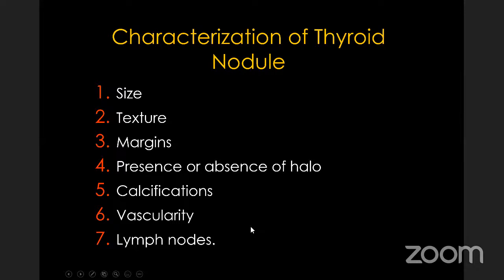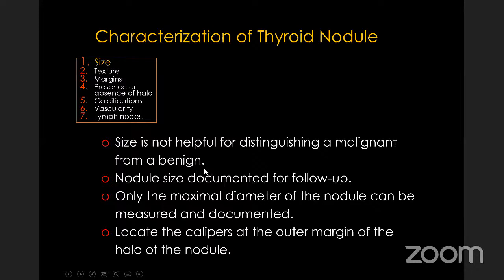Let us start with the size of the thyroid nodule. In short, the size of the thyroid nodule is not helpful in distinguishing a malignant nodule from a benign nodule. The nodule size should be precisely documented for the purpose of follow-up. Although in principle the size of a thyroid nodule should be measured in all 3 dimensions, only the maximal diameter of the nodule can be measured and documented. When measuring the nodule size, it is advisable to place the caliper at the outer margin of the halo of the nodule.